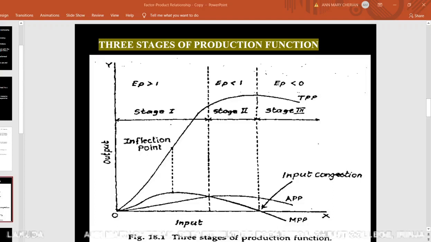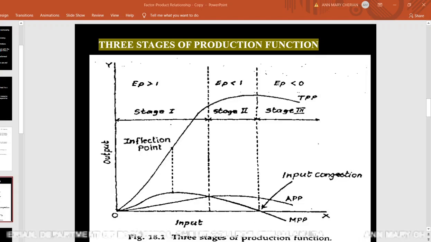Now let us focus on classical production function. We know that classical production function has three stages, or three zones, or three regions. So first let us focus on stage 1.